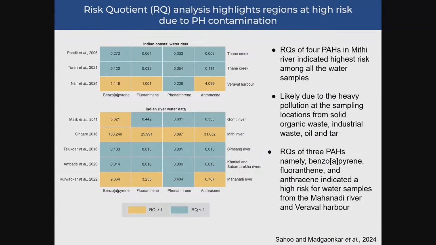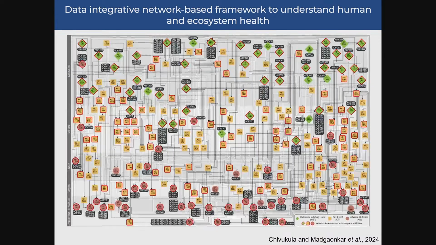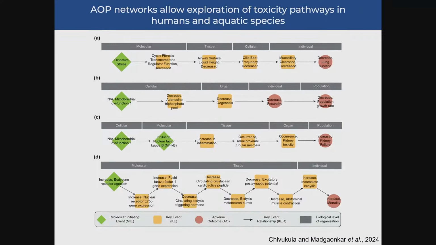So that was the quantitative part, and further what one can do, as we have shown in another study, is to streamline this process, and we did that in the case of heavy metals, and also expanded the scope of this study to human health. I won't go into the details, but this is how the cadmium-associated AOP network looked, and we studied 4 different adverse outcomes: 2 specific to humans, which are decrease in lung function and increased kidney toxicity, and 2 in the case of aquatic species, decrease in population growth and increased mortality.